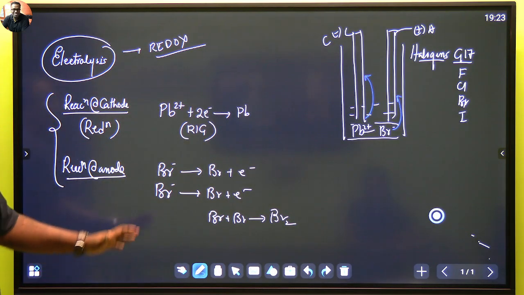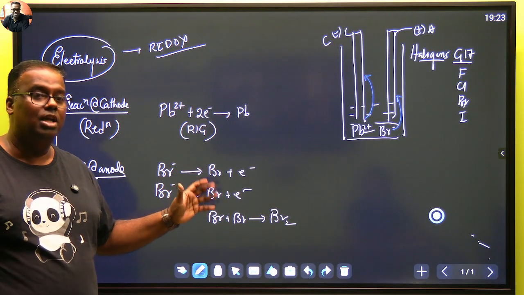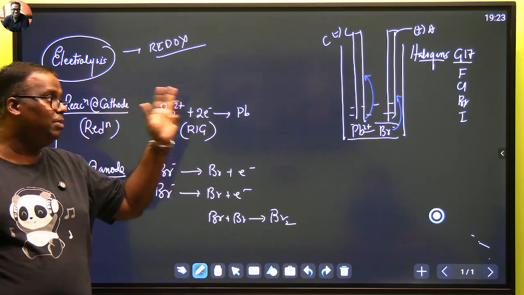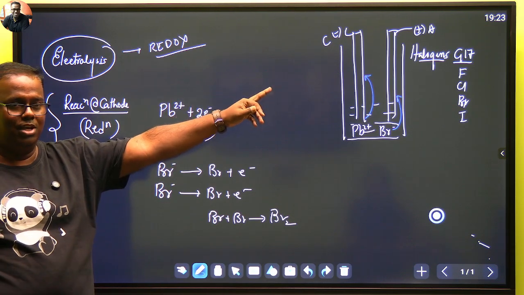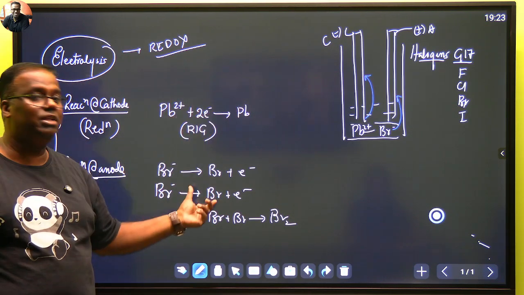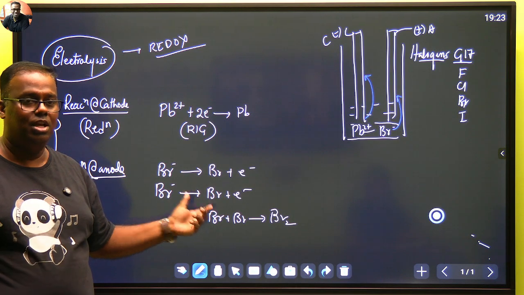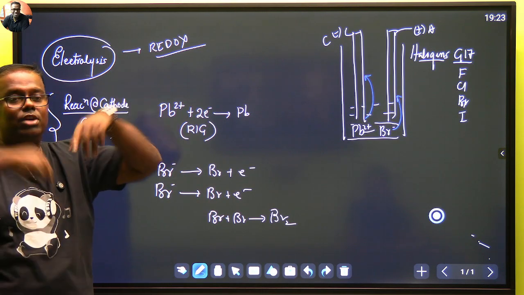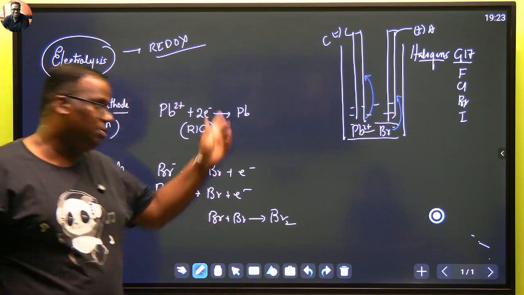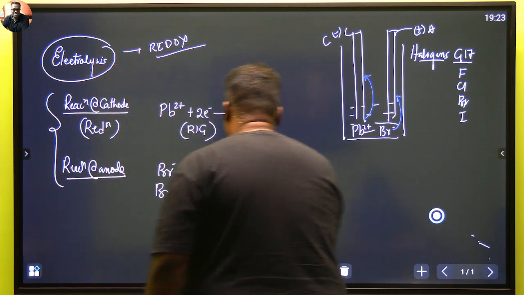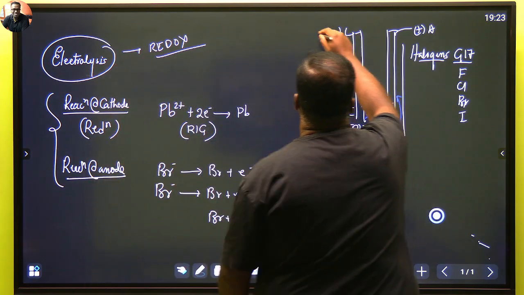Is it understood? There will be oxidation, there will be reduction. The oxidation and the reduction happen at two individual electrodes. When you show the reactions separately, they are known as half reactions. If you add the half reactions, you get what? The full reaction. We will see that also now, okay? Let's see that part also. So did you understand this much, tell me, son?